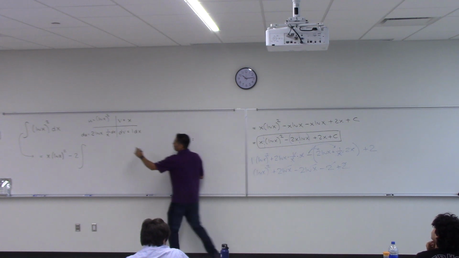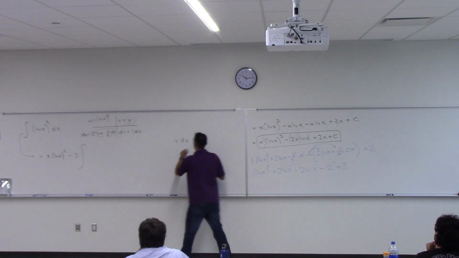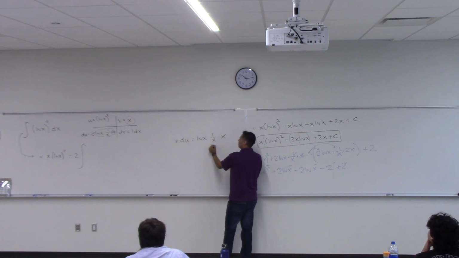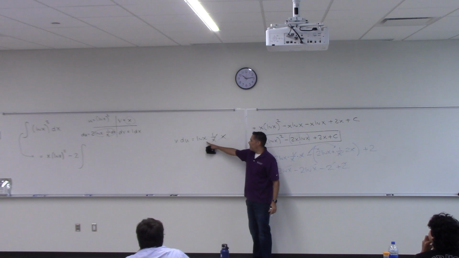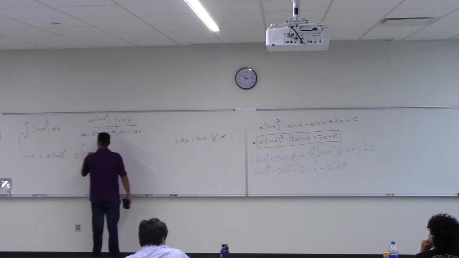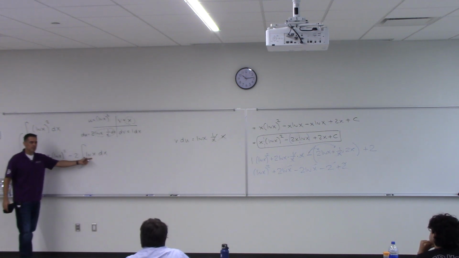I'm pulling the 2 out, so ignore the 2. If you take this and multiply this, right? Natural log x times 1 over x times x. The x's cancel and all you get is natural log, right? Simple integral.